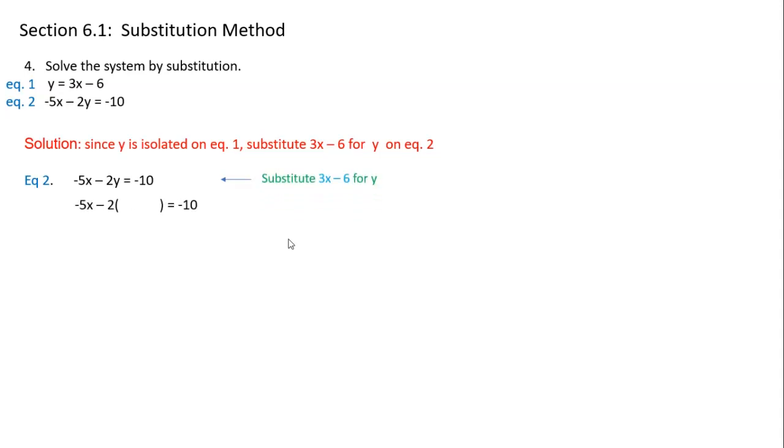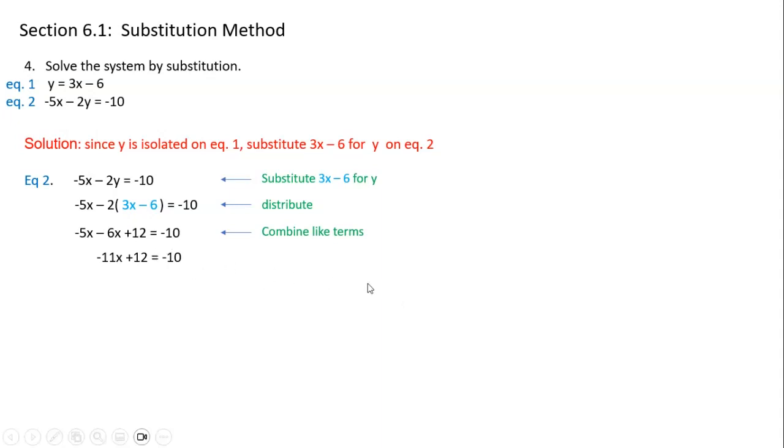So let's go ahead and do that substitution. I'm going to plug in 3x minus 6 for y, and then I'm going to simplify. But first, I need to distribute that negative 2. When I distribute, negative 2 times 3x gives me a negative 6x. A negative 2 times a negative 6 gives me a positive 12. Let's combine my like terms. I have a minus 5x plus a negative 6x, so this gives me a negative 11x.